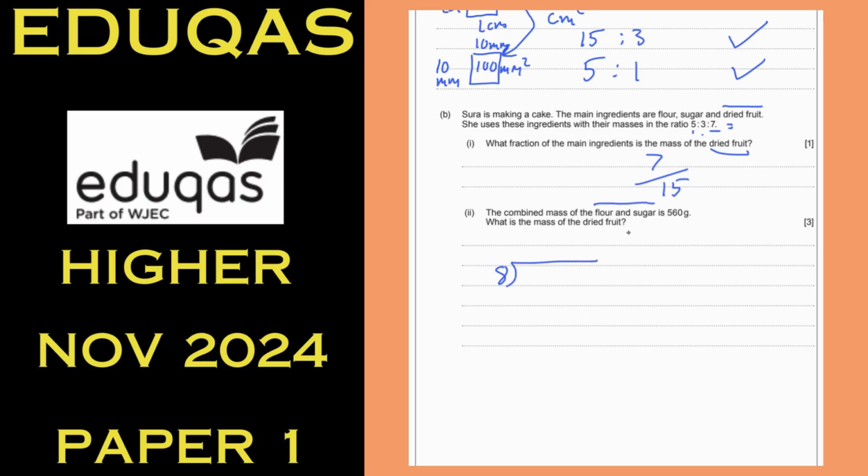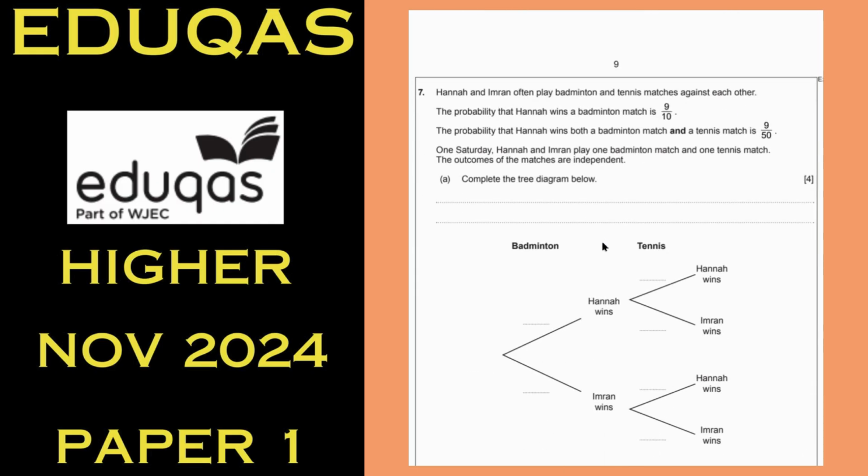8 shares are worth 560 grams. So 1 share is 70 grams, a mark. That 70 grams then needs relating to the dried fruit, which is the share of 7, 1 mark for method, 490 grams required to pick up all 3 marks.